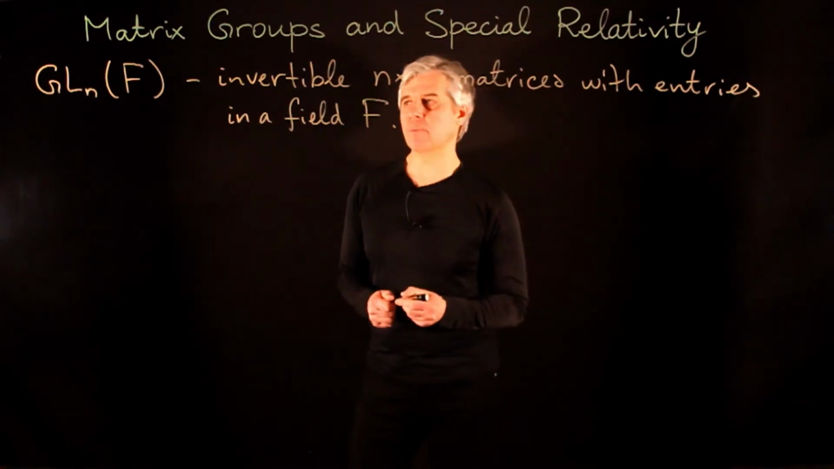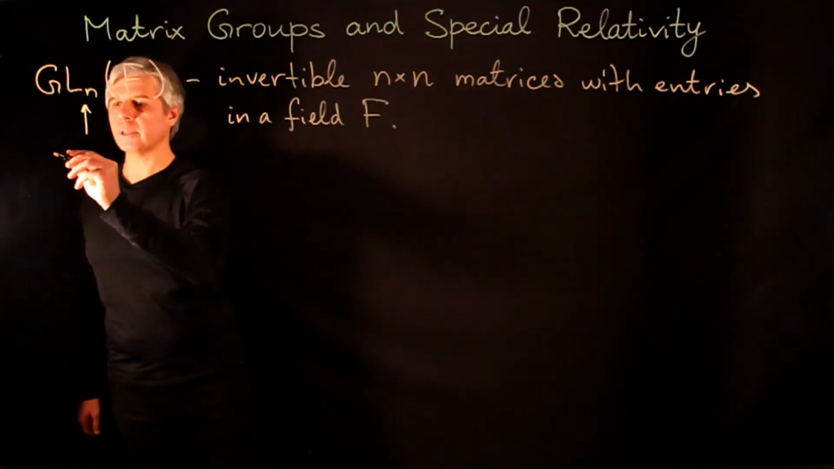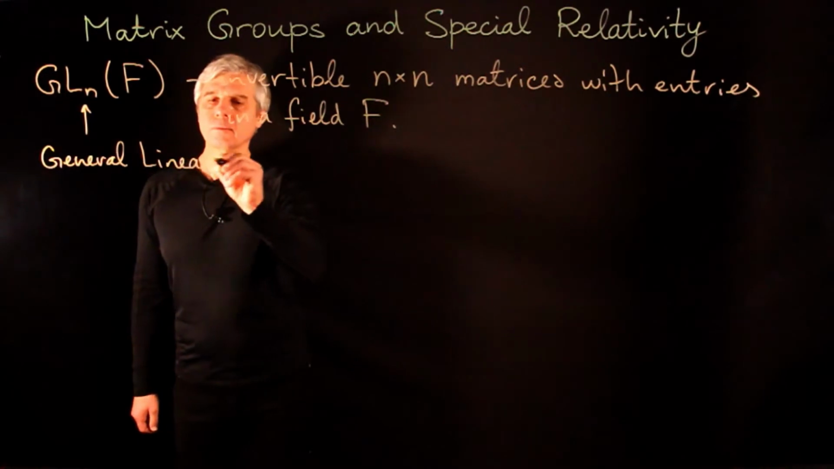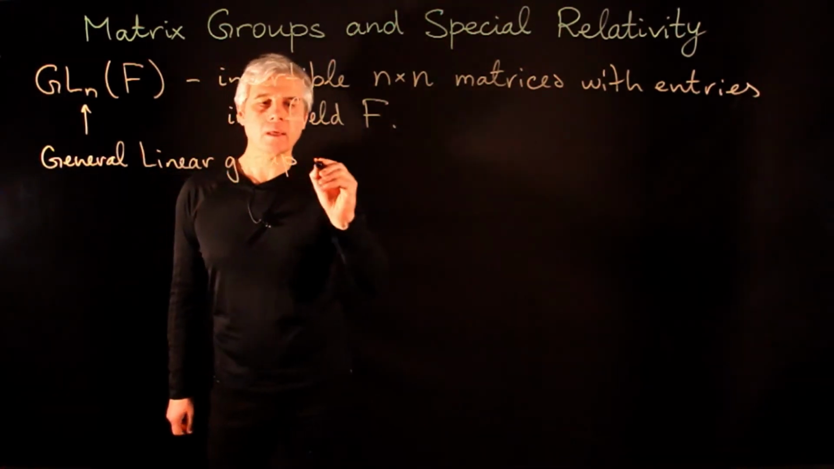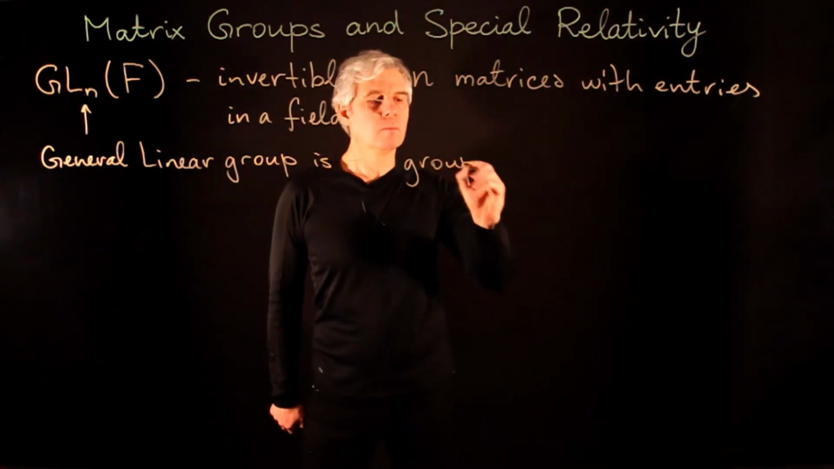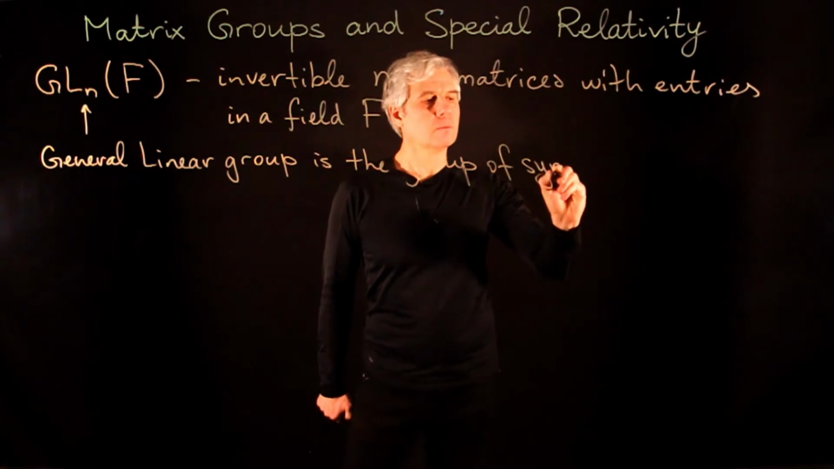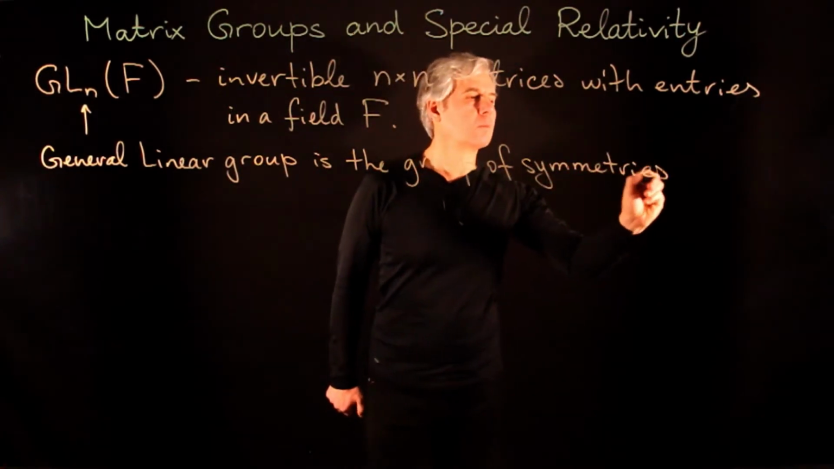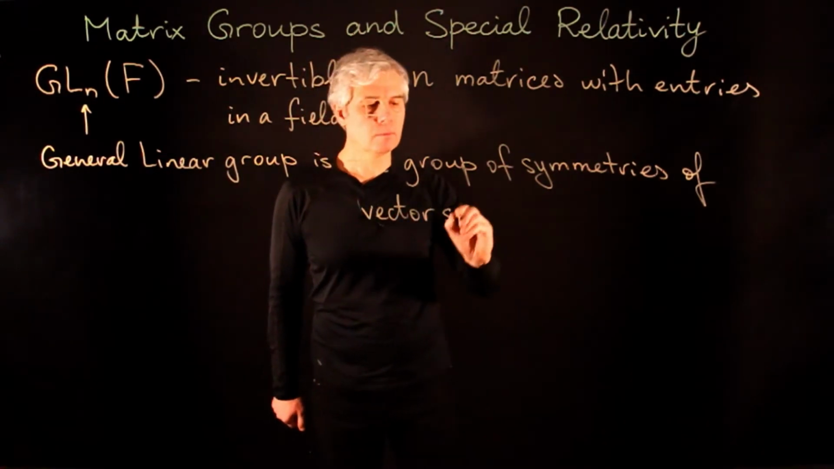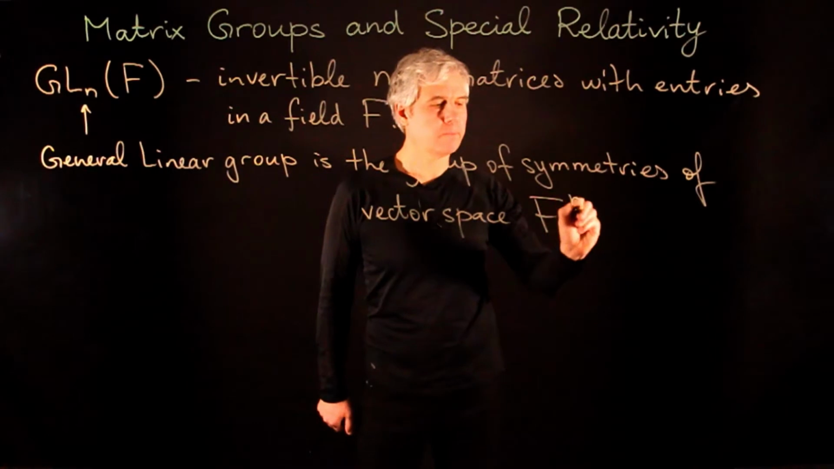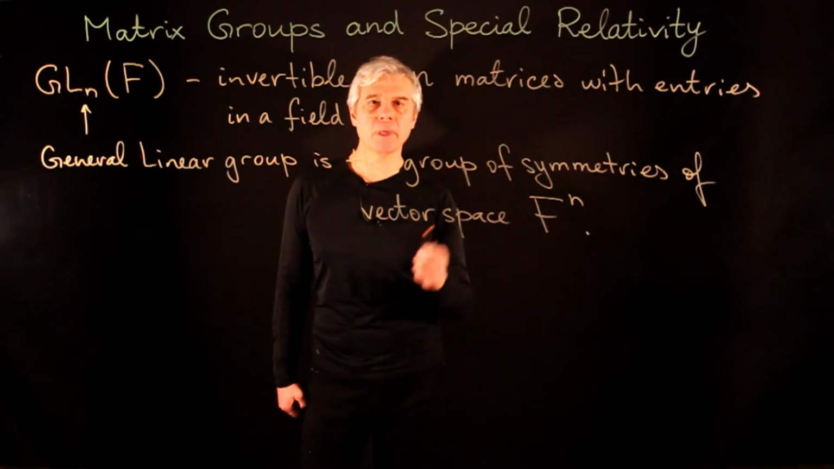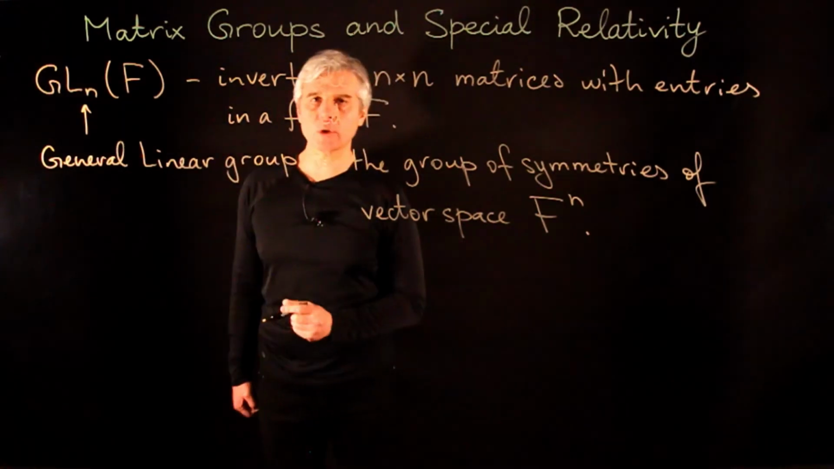of a certain structure. In particular, this group, which is called the general linear group, is the group of symmetries of a vector space F^n. Symmetry transformations that preserve the structure of a vector space may be interpreted as n by n invertible matrices.